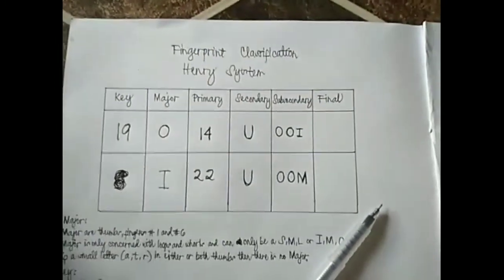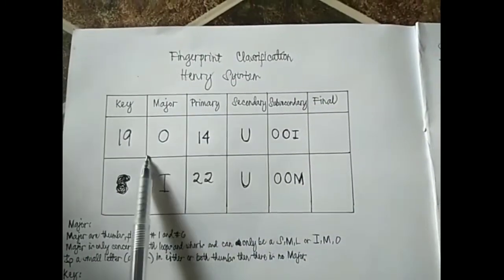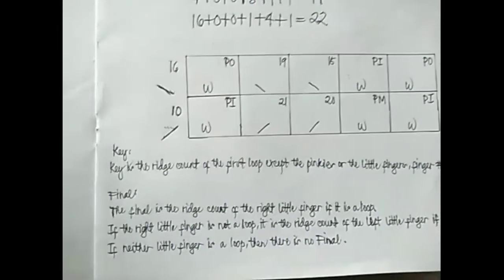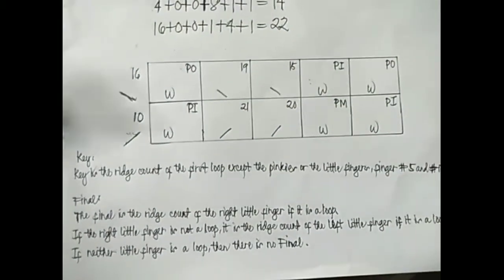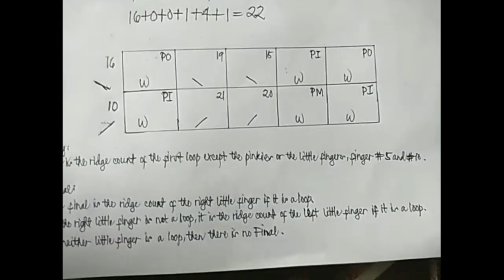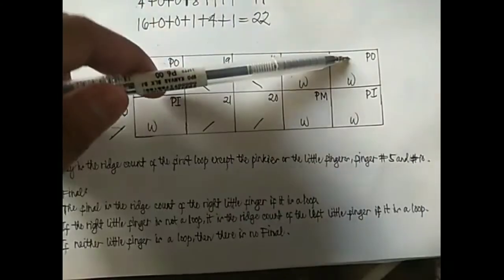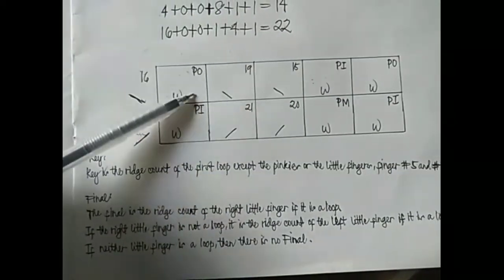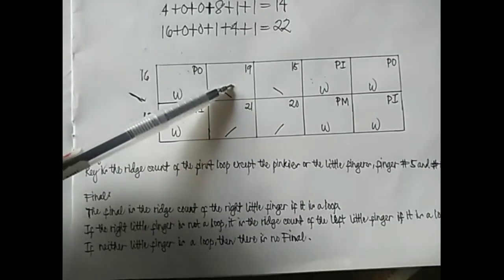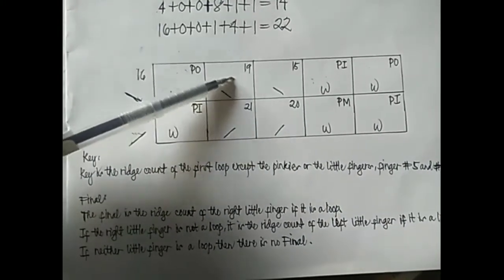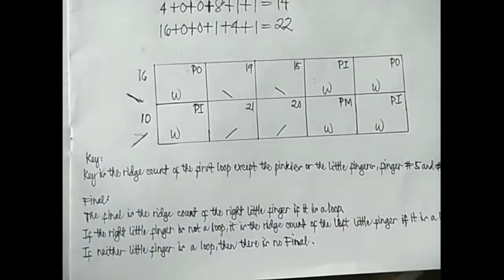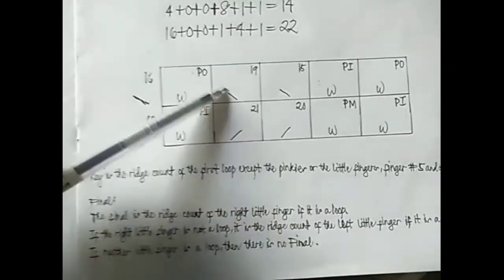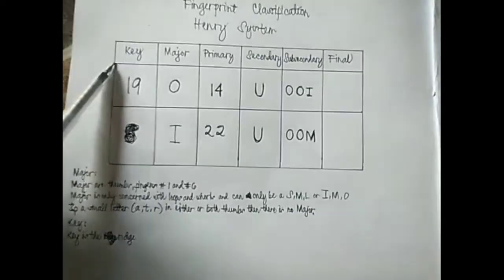Next step is to determine the key. So key is the ridge count of the first loop except the pinkies or the little fingers, finger number 5 and finger number 10. So here in the example, the first loop is located in finger number 2 or the right index finger. So the ridge count is 19. So the key is 19.